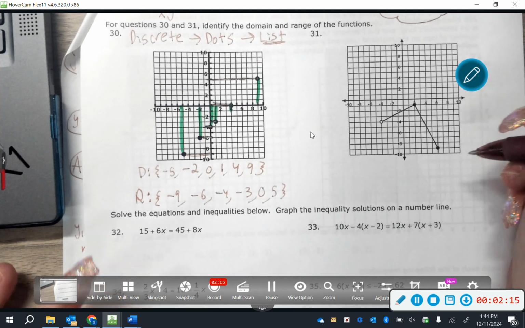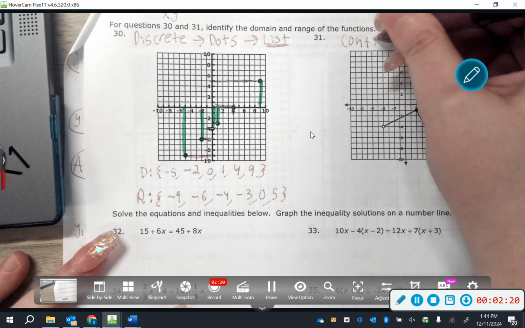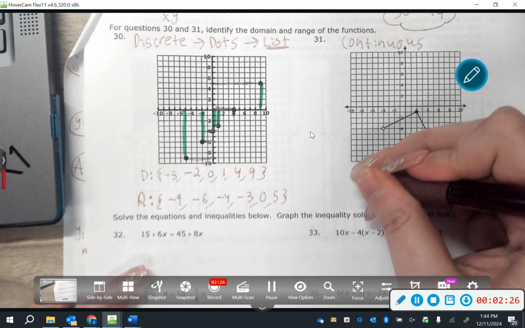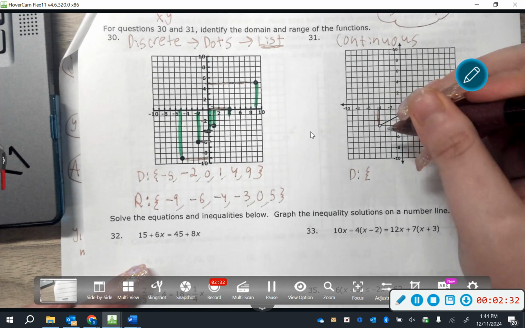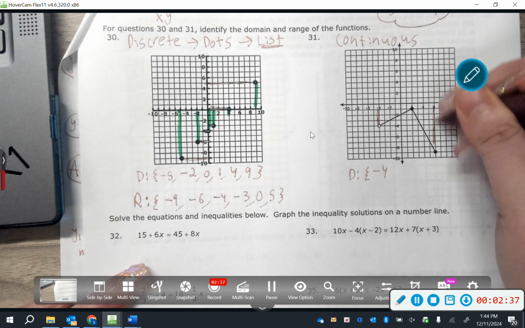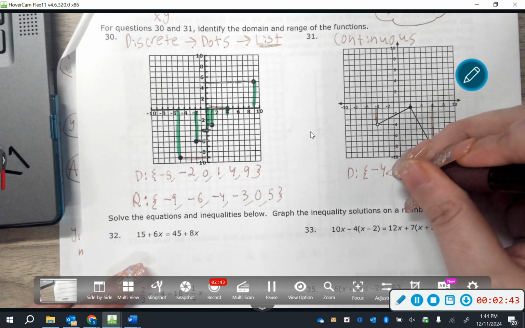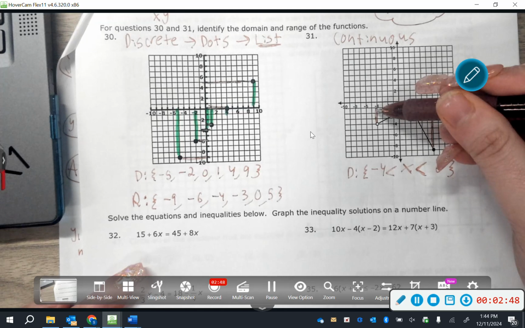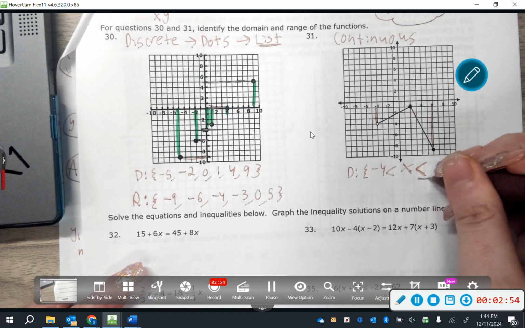All right. Over here, remember if it's connected, if it's all like a line, that's called continuous. That's when we make our inequalities. For my domain, left to right, the furthest left we can go is at -4. The furthest right we can go is at 6. So I'm going to write down -4 and 6 with x in the middle. Less than and less than. Close my bracket. If it's an open circle, we leave it alone. If it's a closed circle, like on this one, it's going to be or equal to.